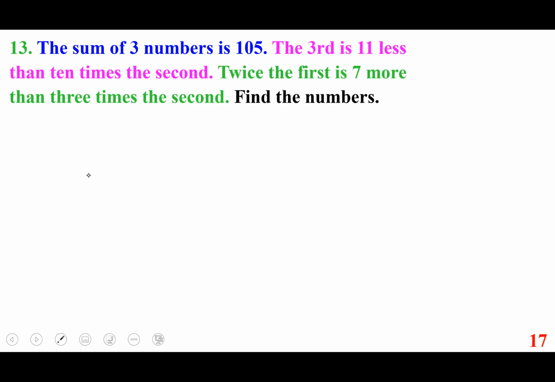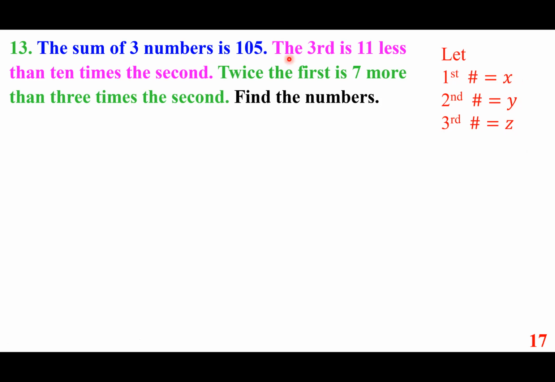First, let's define the numbers so it makes it easy to understand. The numbers are x, y, z. So the first number is x, the second one is y, the third one is z. Or a, b, c, whatever you want, but you have to define it. So the sum is 105. That means x plus y plus z is 105.